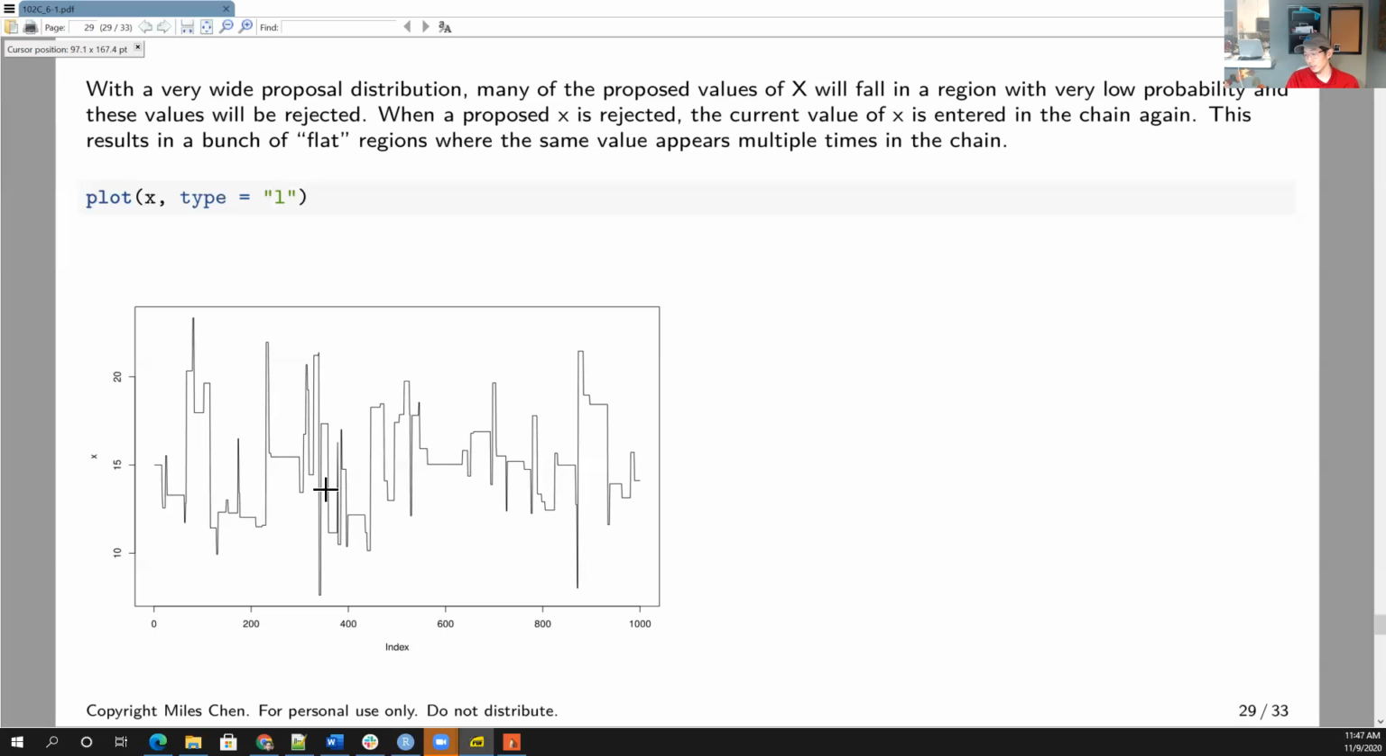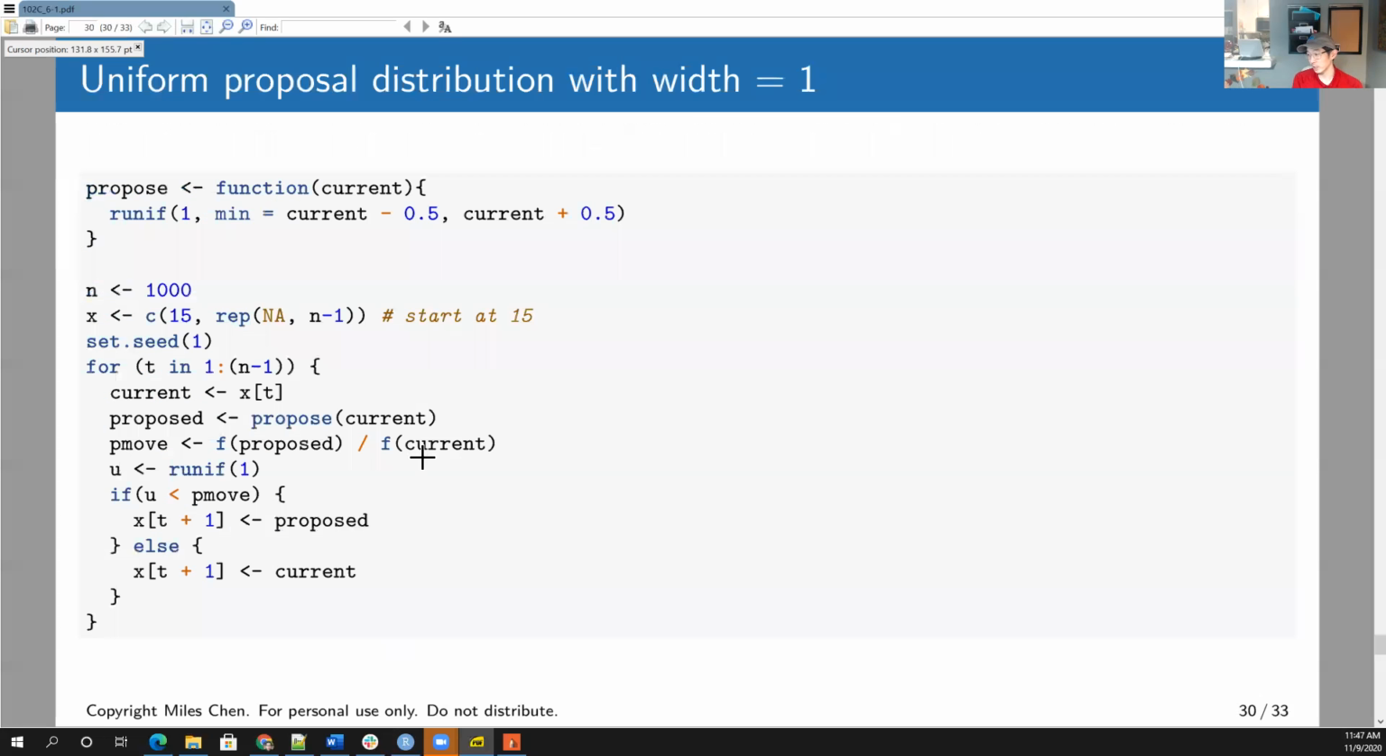And so we get these areas where it just keeps proposing a bunch of values and they all get rejected. So you get all of these flat regions where the same value appears multiple times in the chain. So you don't want this. You're going to have to shrink your proposal distribution. On the other extreme, I'm going to try a proposal distribution where the width is 1. I'm going to take my current value and propose either go up 0.5 or down 0.5.